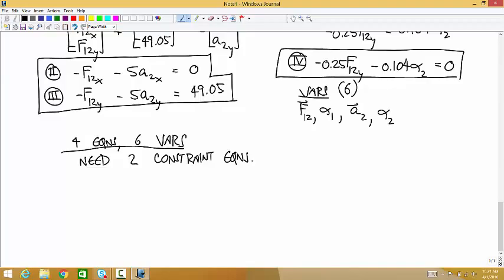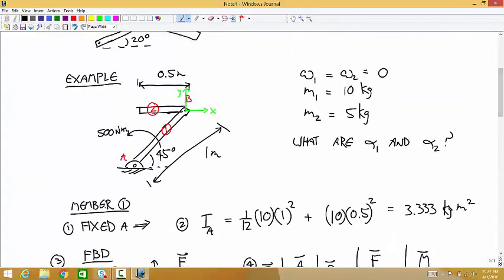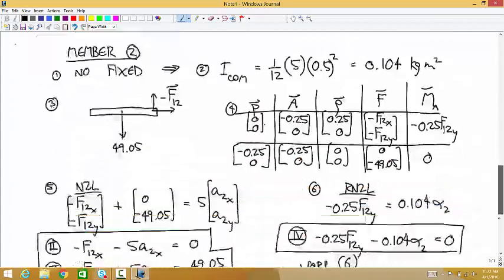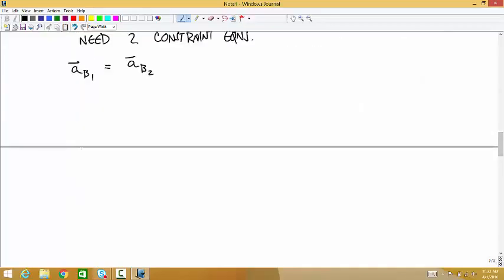And so those constraint equations are going to come from the fact that the acceleration of B according to member 1 is equal to the acceleration of B according to member 2. So I'll write it like this: acceleration of B according to 1 is equal to the acceleration of B according to 2. Okay, so member 1.